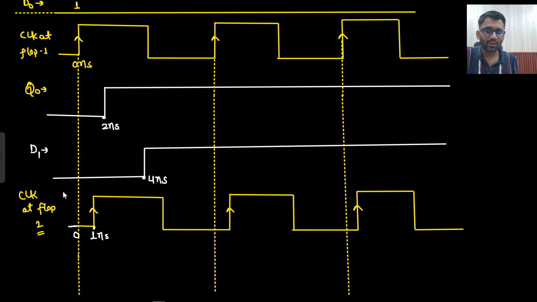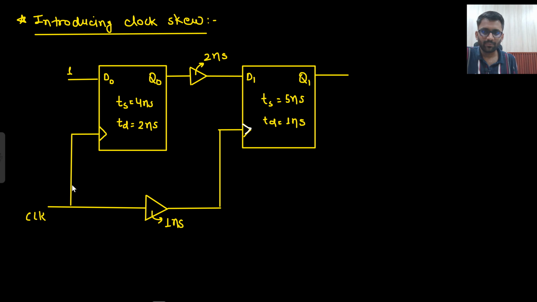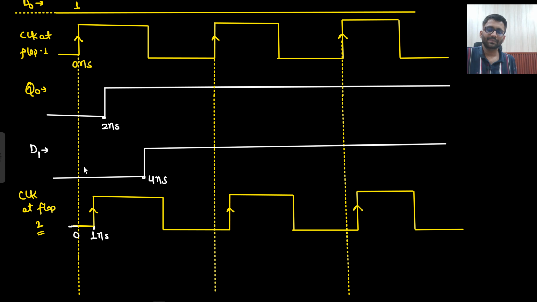Now what will be the clock at flop 2? This is your original clock, which is being given to flop 1. At flop 2, the clock will reach after 1 nanosecond of delay. So after 1 nanosecond of delay, it is reaching here. Okay. So now what is it going to do? When the positive edge comes, what will it say? That I will look ahead. And how much margin do I need now?